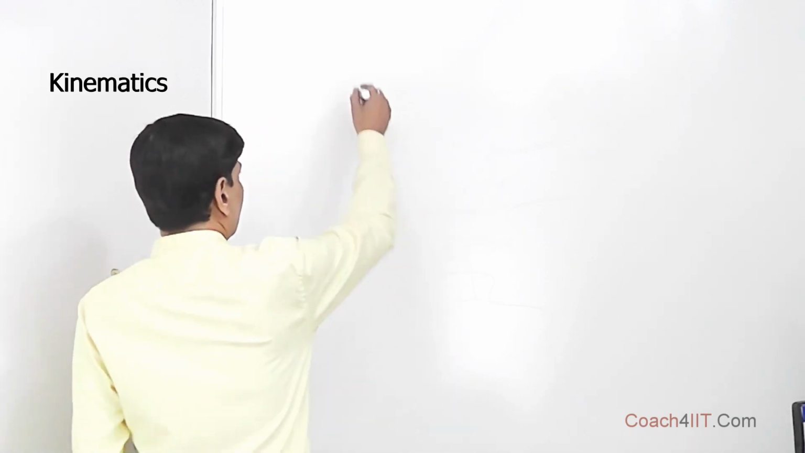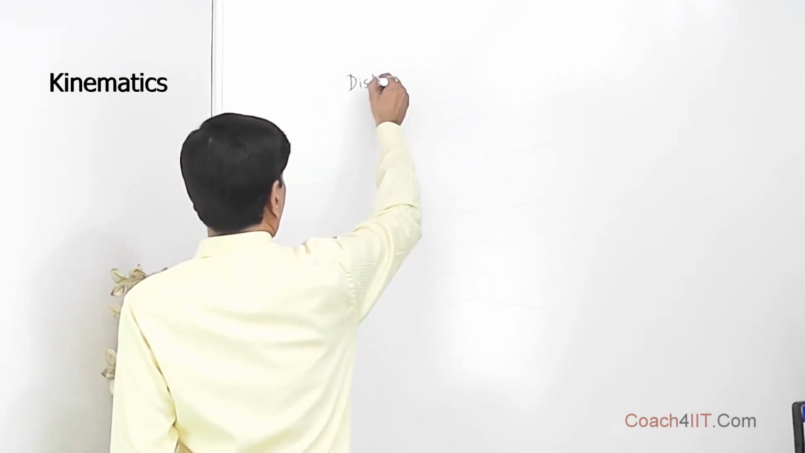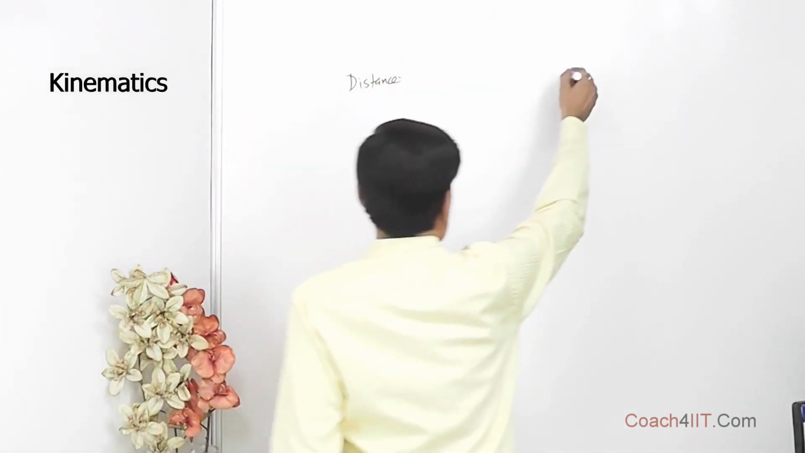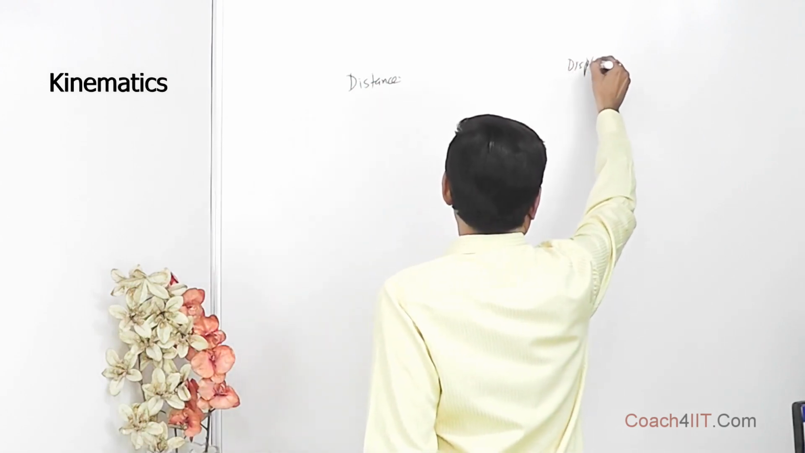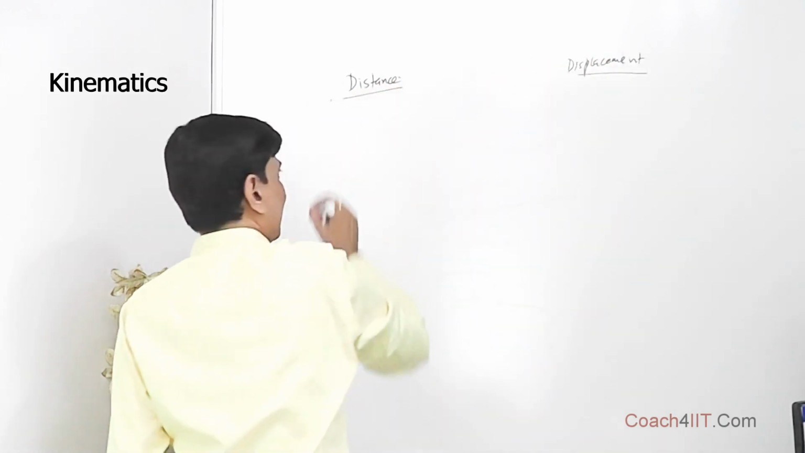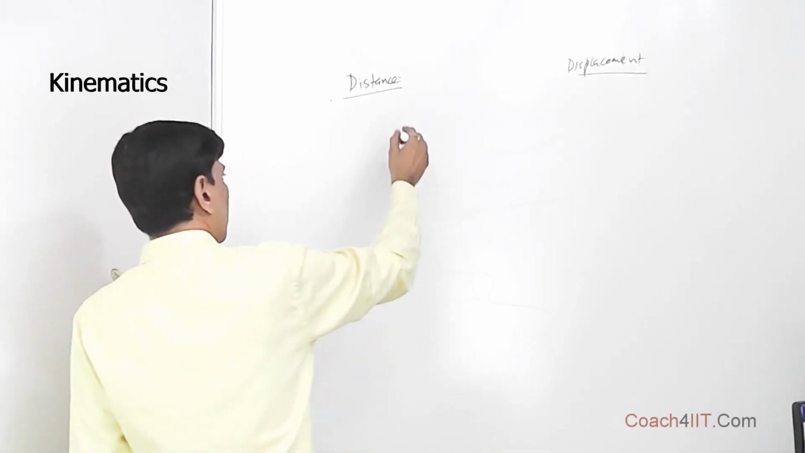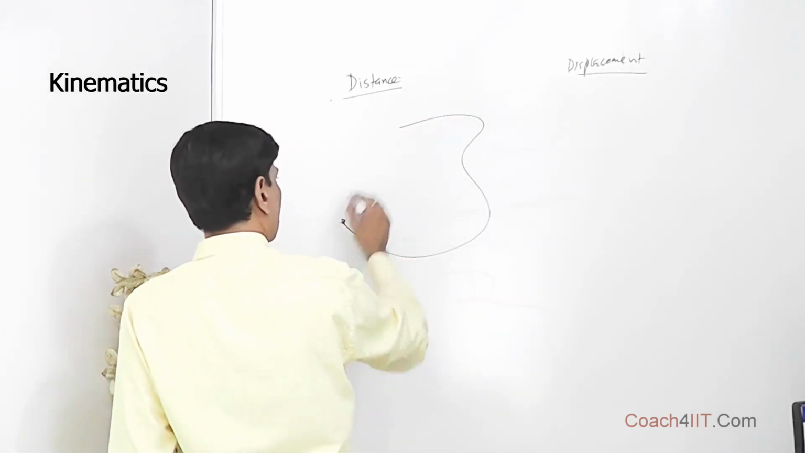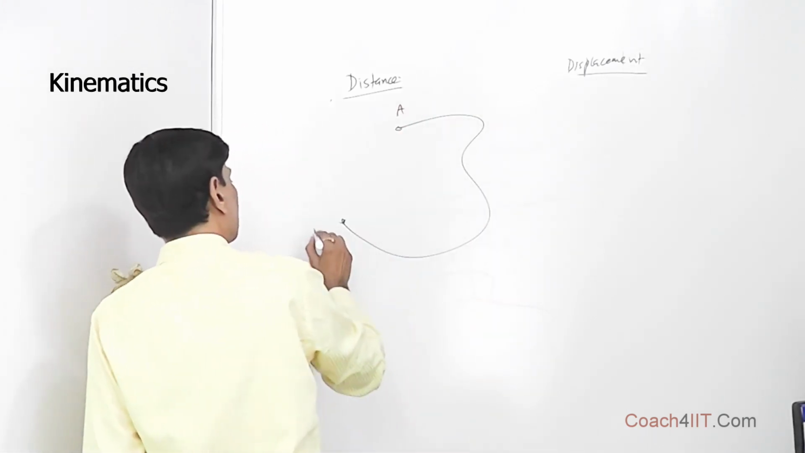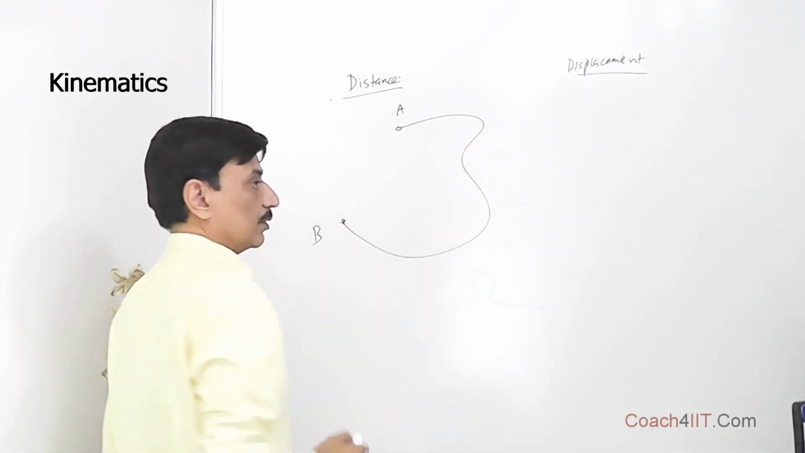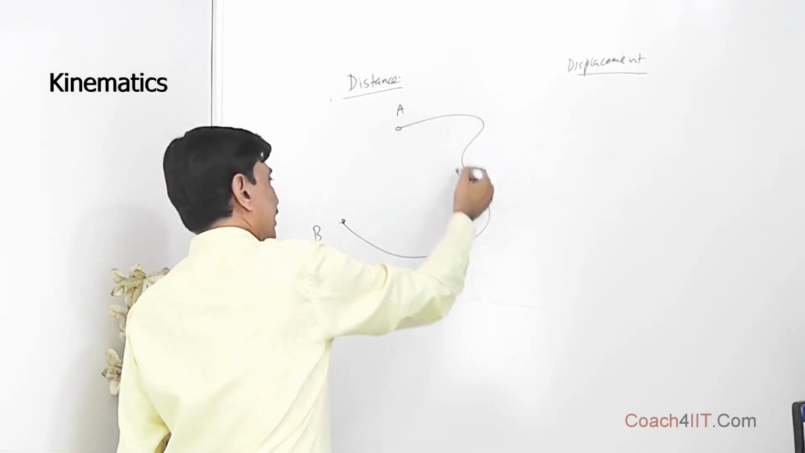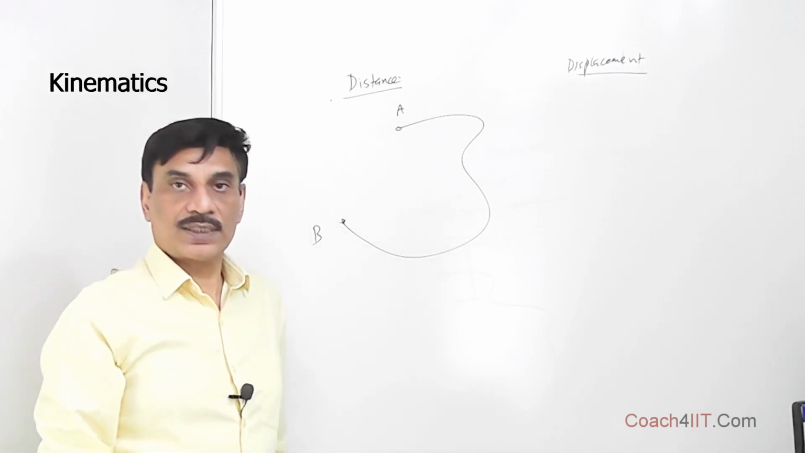Now let's understand some basic terms which we shall be using extensively in our understanding of the topic kinematics. One is distance, and we also have the word displacement. So we have distance and we have displacement. If a body goes like this, from A to B, it has taken this path. So this total length of path is called distance.